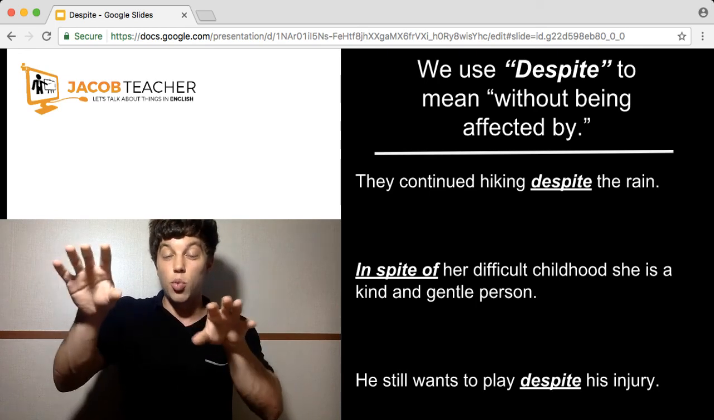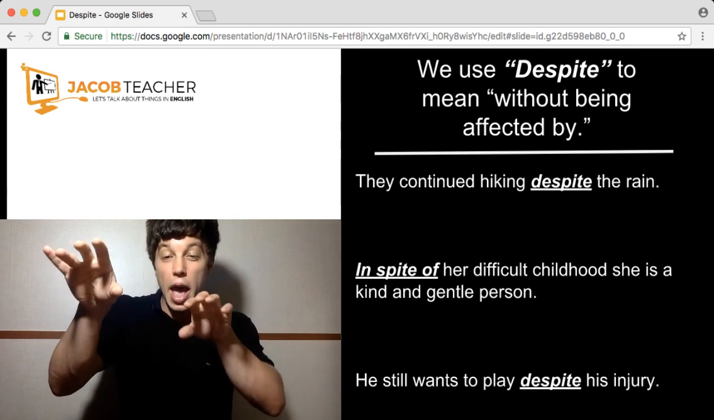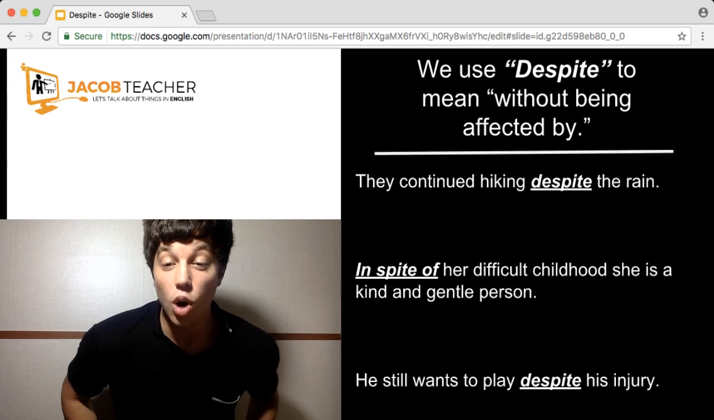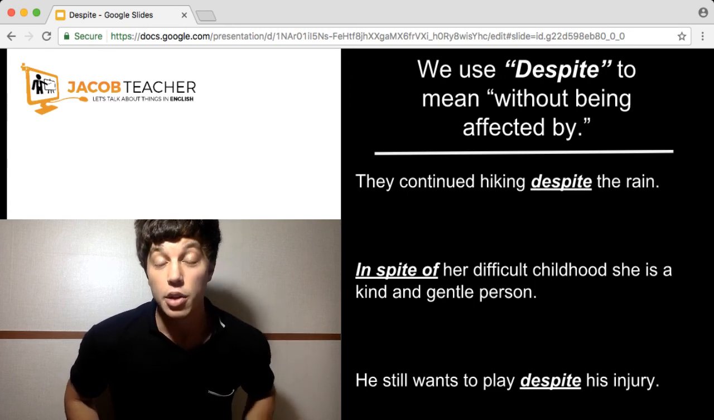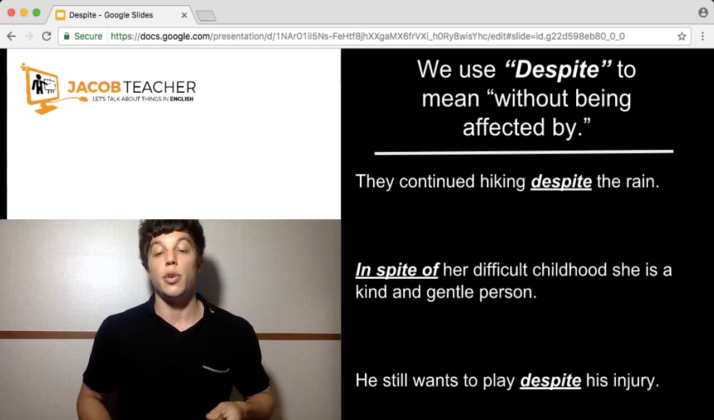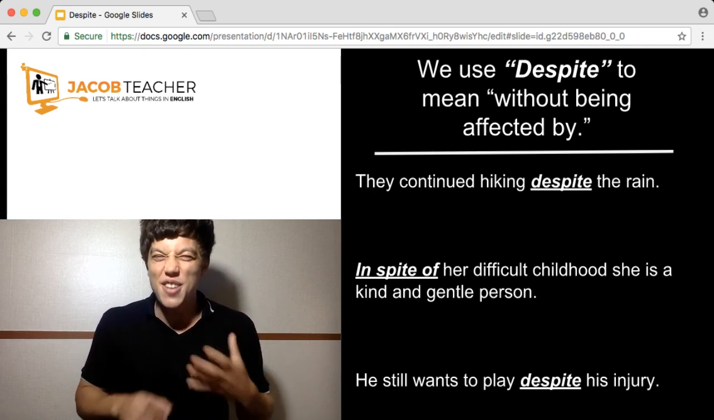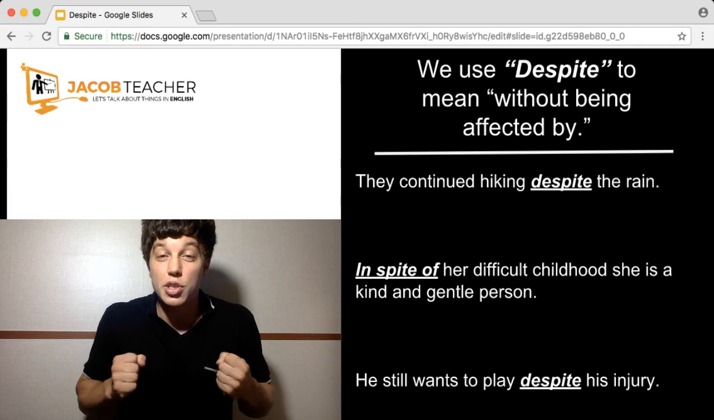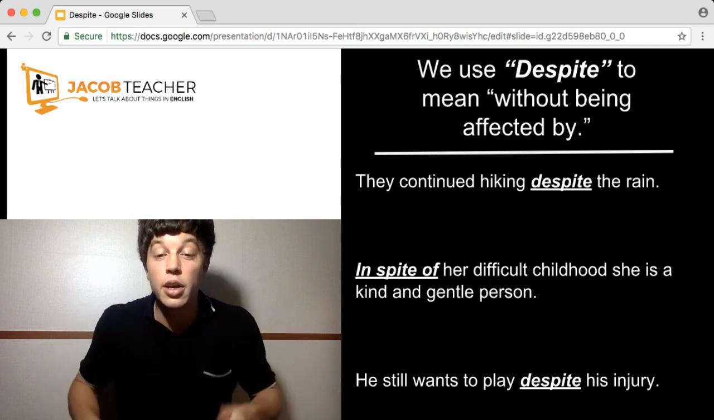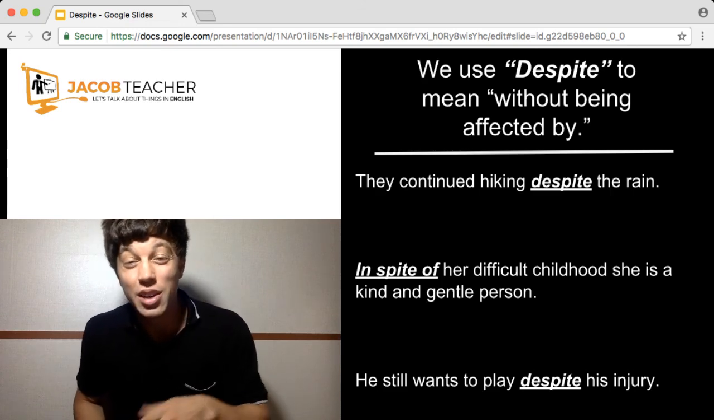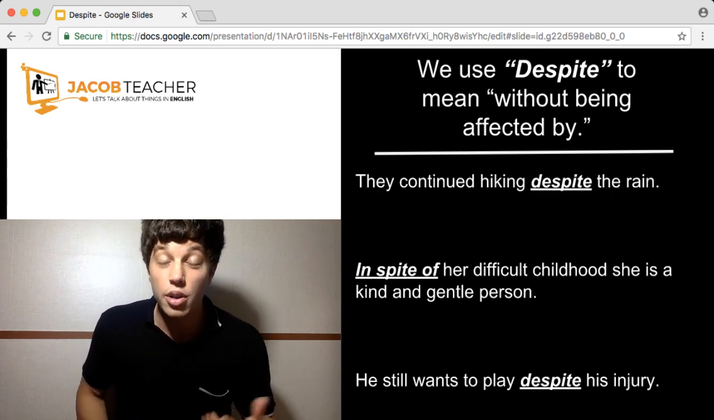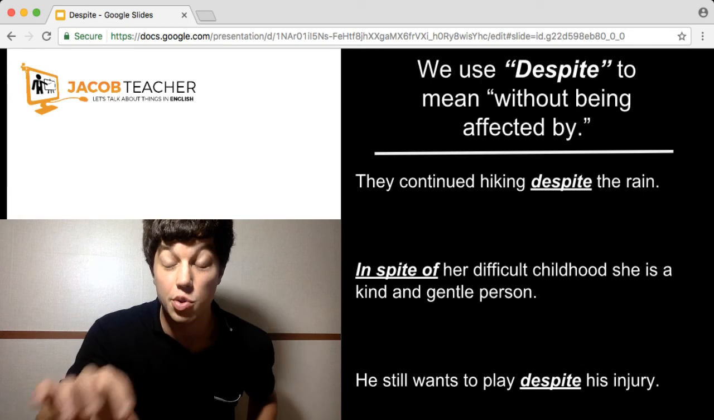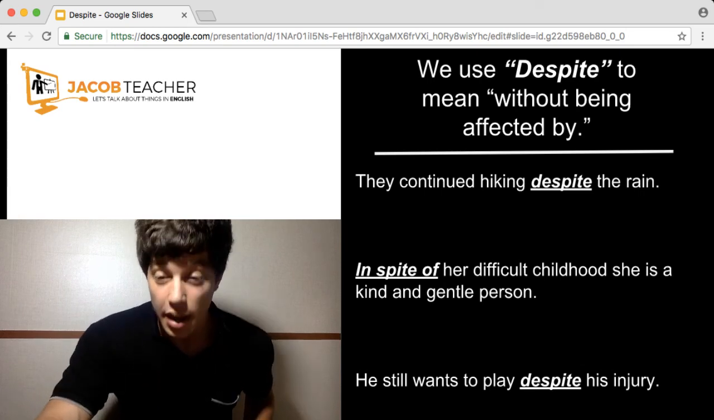And we use, as you can see from these examples, despite and in spite of to contrast two different situations. He still wants to play despite his injury. So imagine an athlete who gets injured, but he's not affected by the injury. Maybe he's actually hurt, but he still wants to play. It's not causing him to not want to play. He still wants to play despite his injury. Another way to say this, even though he's injured, he still wants to play. It would have a very similar meaning here to use the phrase even though.